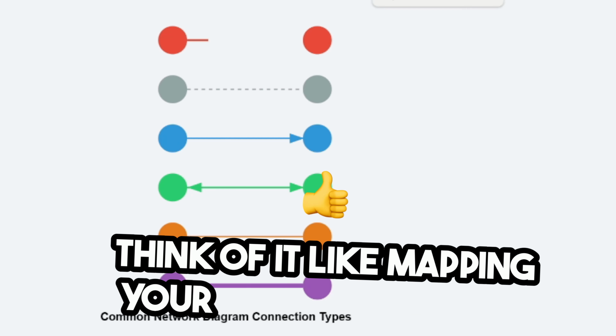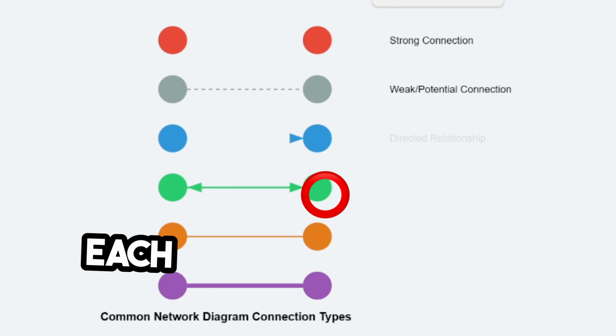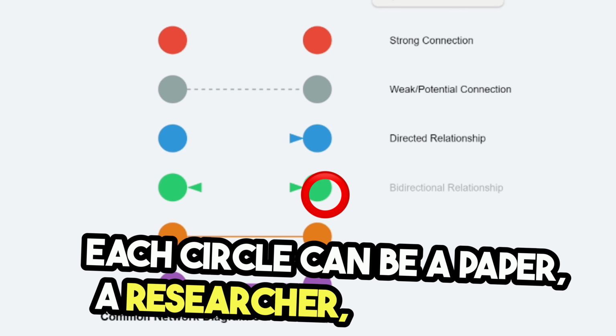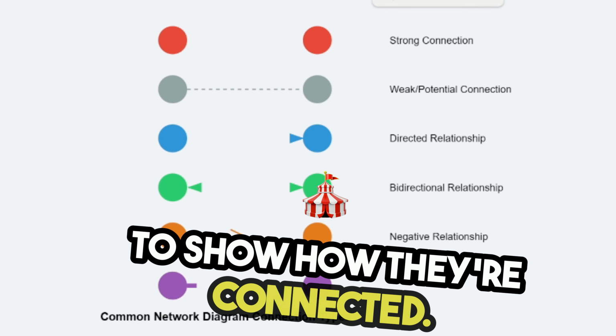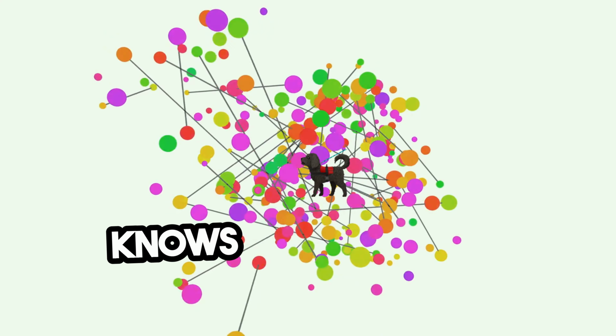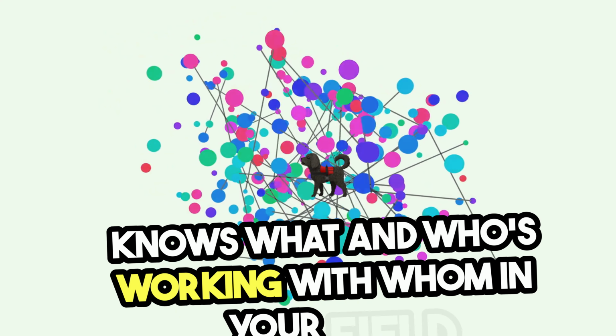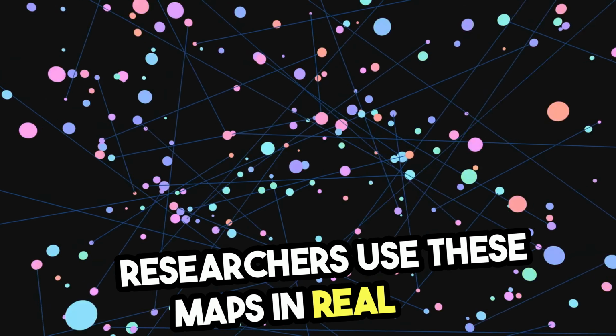Think of it like mapping your social network, but for research. We start with circles. Each circle can be a paper, a researcher, or a lab. Then, we draw lines between them to show how they're connected. Simple, right? What you're really doing is creating a map of who knows what and who's working with whom in your field. Let me give you 3 examples of how researchers use these maps in real life.